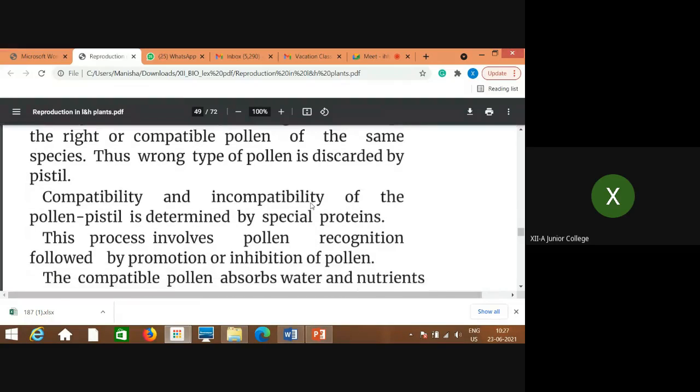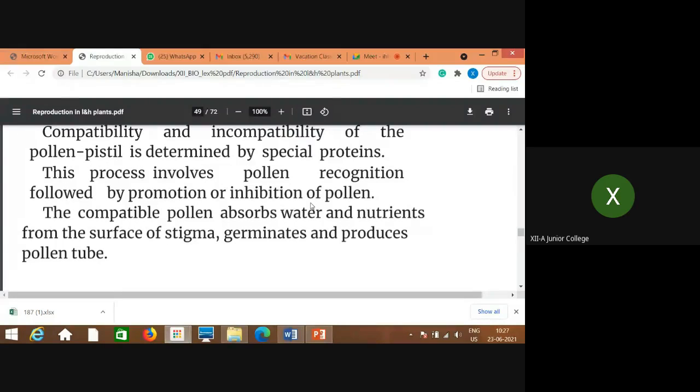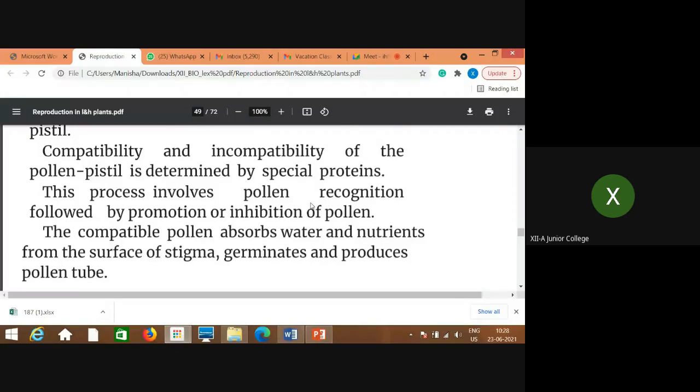Compatibility and incompatibility of the pollen and pistil is determined by chemical proteins, and this process involves pollen recognition followed by promotion or inhibition of the pollen. That means if the pollen grain of the same species falls on the stigma of the same species, then only that stigma has the capacity to recognize it, and only then will that stigma release special proteins, and only then will those pollen grains develop the pollen tube. The sugary substances secreted by the stigma help the pollen grain of the same species to promote the pollen tube. And if pollen grains of another species are on the stigma, it will inhibit the pollen tube formation.